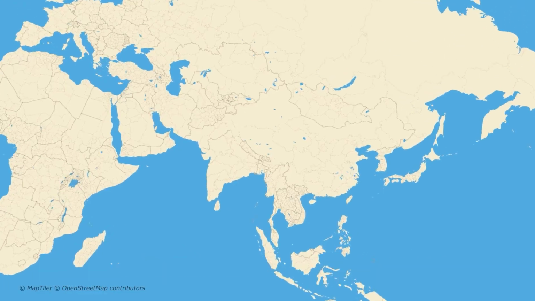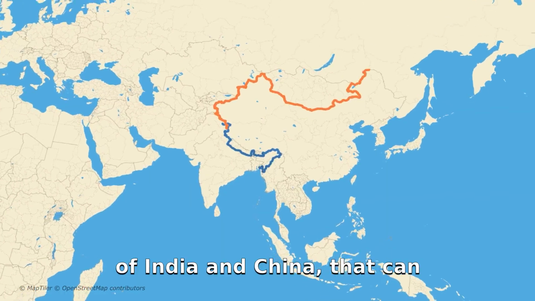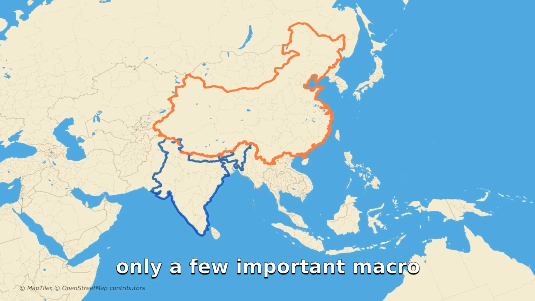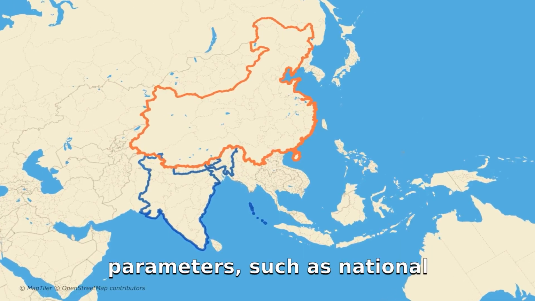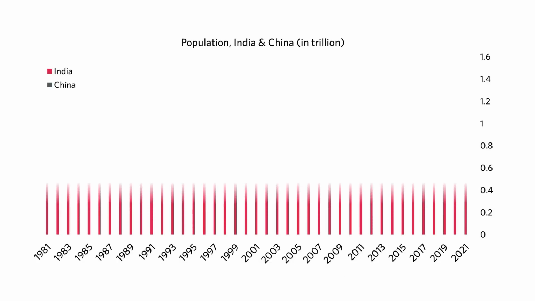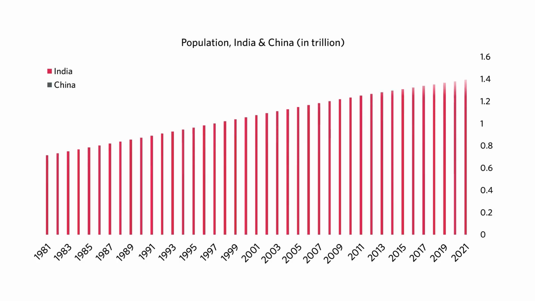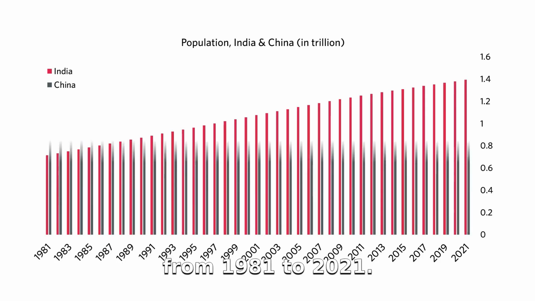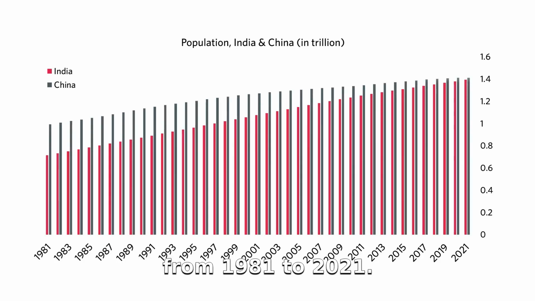In this section, we'll visualize the key indicators of India and China that can reveal a lot using only a few important macro parameters such as national income and investment. First, let's start with population of the two nations, India and China. This chart shows the total population of India and China from 1981 to 2021.